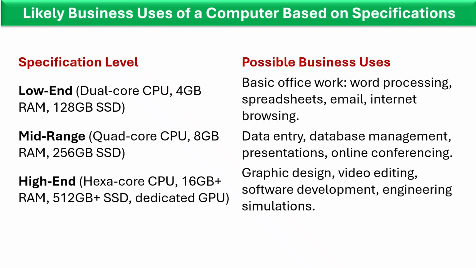telecommuting. Whereas on the high end, we'll need a hexa-core CPU with 16 GB plus of RAM, 512 plus of SSD storage, and a dedicated graphics processing unit. So here the business uses would be for graphic design, video editing, software development, engineering simulations.